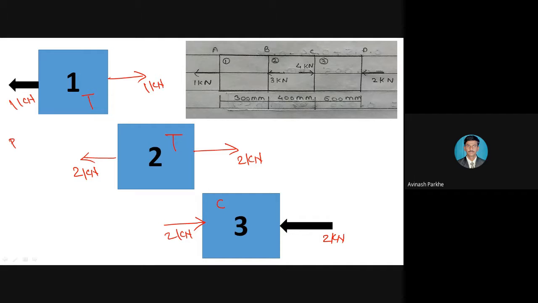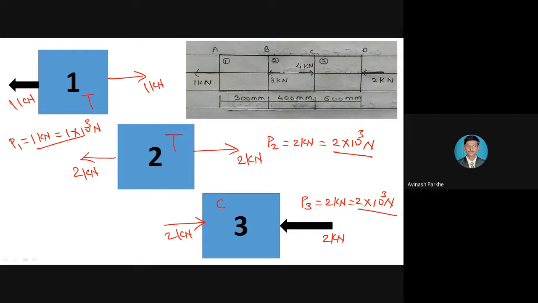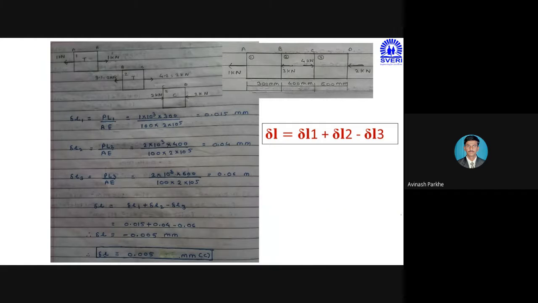That means here P1 is equal to 1 kilonewton, which is 1 into 10 raised to 3 Newton. Here P2 is equal to 2 kilonewton, meaning 2 into 10 raised to 3 Newton. And here P3 is again 2 kilonewton, meaning 2 into 10 raised to 3 Newton. So try to convert all the calculated loads into Newton and then go for the further calculations.